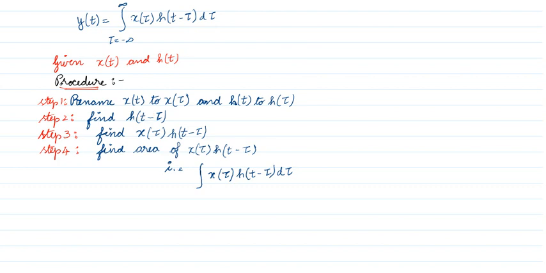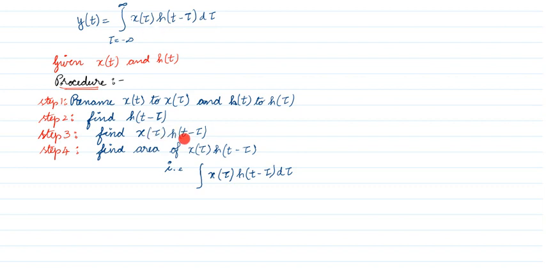In step 1, we found h of tau by just replacing t with tau. Now hereafter h is a function of only tau. Now you have to shift by t units and time fold. Already I explained how to time shift, and then you have to go for time folding. Now we have x of tau and h of t minus tau, and you have to multiply both the signals.